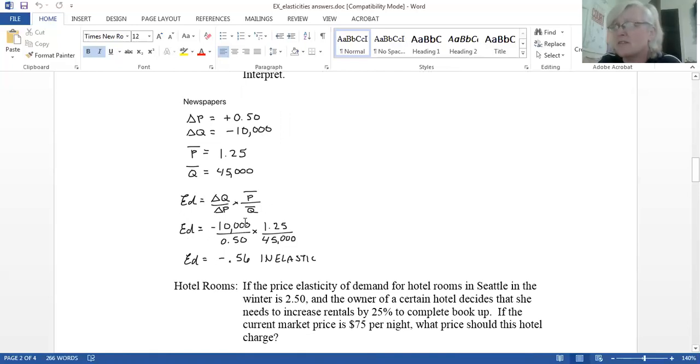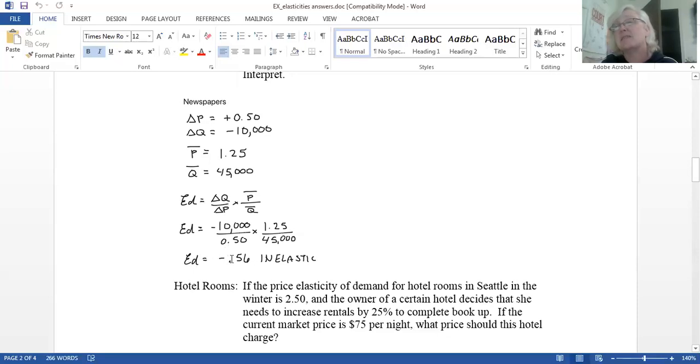So the elasticity of demand is negative 10,000 divided by 0.5 times my average P, 1.25, over 45,000. When you multiply that out, and when I put these into the calculator, I just cancel out the 3 zeros on the top and the bottom, and then just multiply 10 times 1.25 on the top, 0.5 times 45 on the bottom, do my division, and I end up with, don't forget this negative sign, super duper important, elasticity of demand, always negative. I came up with elasticity of demand is equal to negative 0.56.